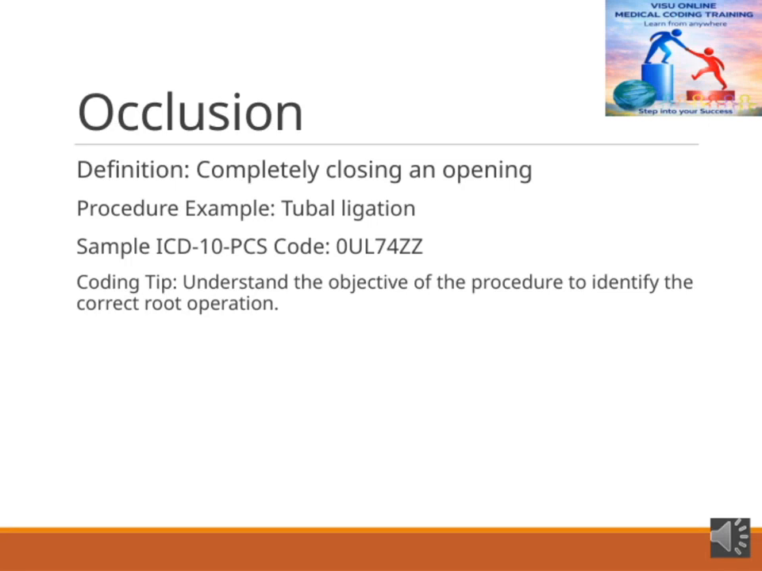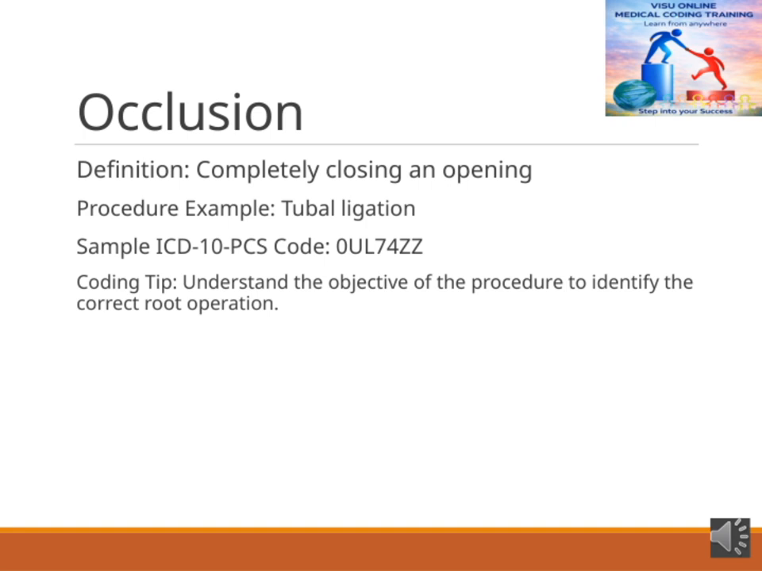Now, let's focus on the concept of occlusion. The definition here is straightforward. It involves completely closing an opening. This is a key point because it helps us understand what the procedure aims to achieve. For example, a common procedure is tubal ligation, which is performed to block the fallopian tubes and prevent pregnancy. When coding for this, we use the sample ICD-10 PCS code 0UL74ZZ.